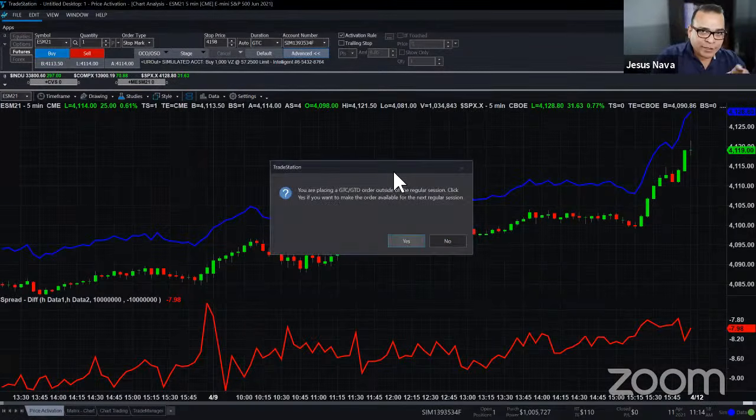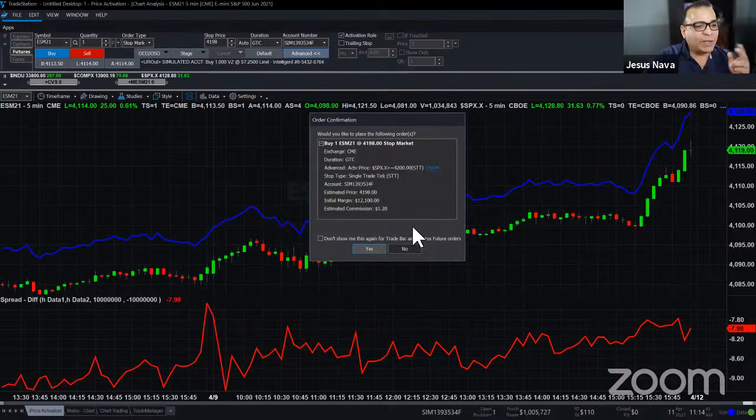Every time that I place a trade here in this presentation, I'm going to get this little dialogue. So the next times I get it, I'm just going to click on yes. This dialogue is just telling me that I'm placing a trade outside of the regular session, and it's going to ask me to confirm every single time if I want to do that. And every time I'm going to say yes, but this is the only time that I'm going to explain what the dialogue is saying. Okay, I'm going to click yes, and I get the confirmation window.